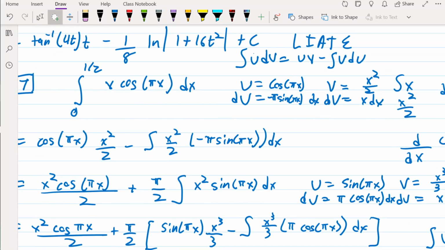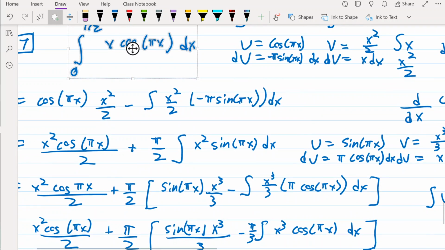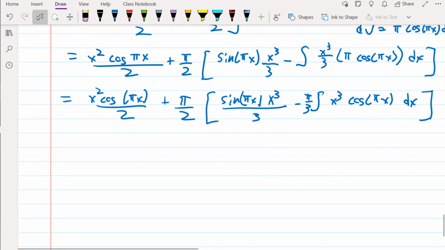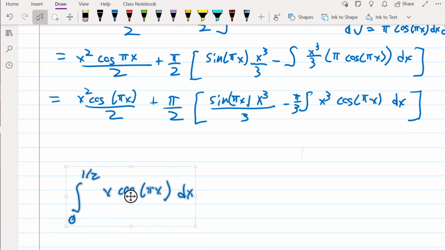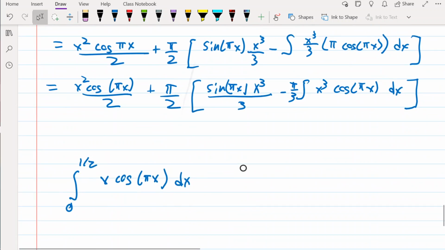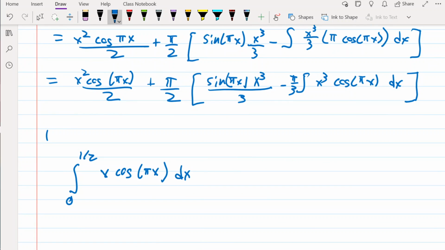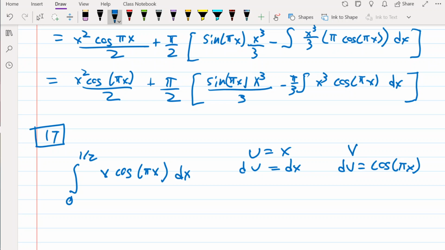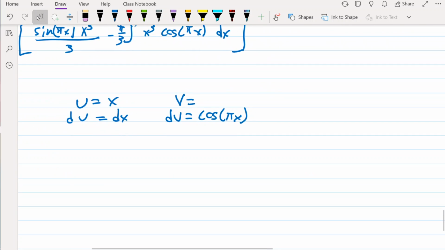So let me just copy this and we'll go back. Luckily, the good thing is that if you do mess up like I just did, it is easy to see, as you're not going to get anywhere. It's just going to keep going up and up. And we are on 17 still. So we're going to let u equal x this time, du equal dx, and we're going to let dv equal cosine of pi x, and v equal to, well, we're going to have to take the integral real quick.